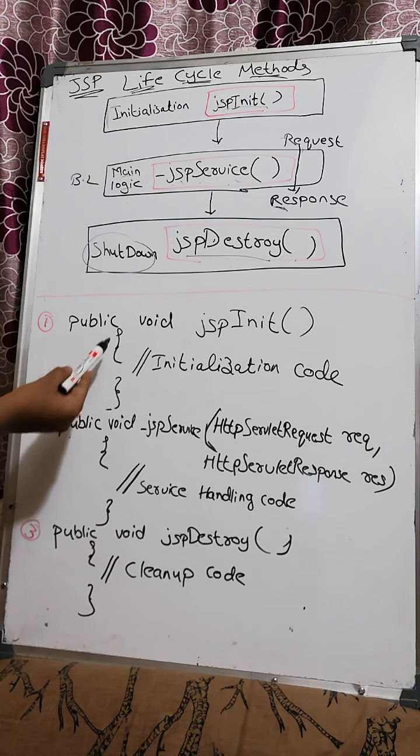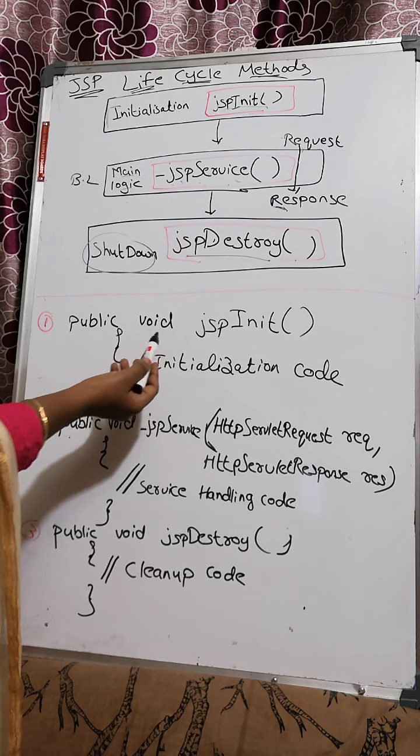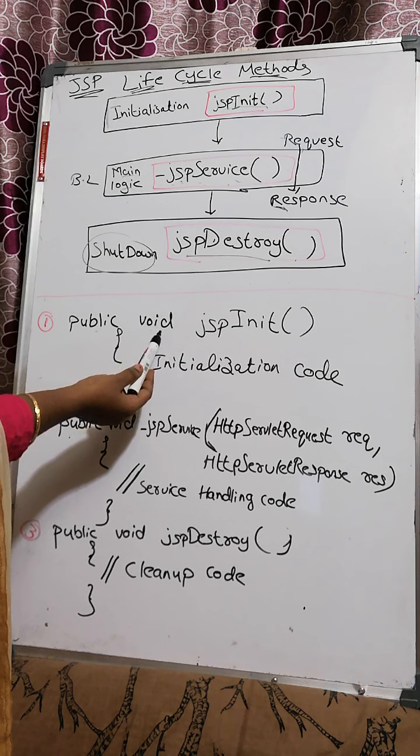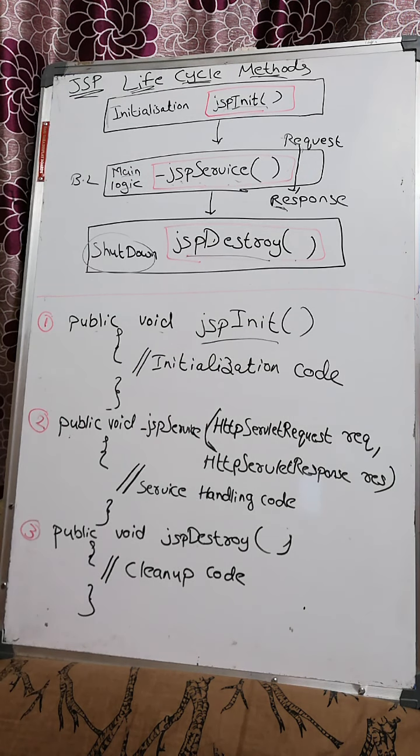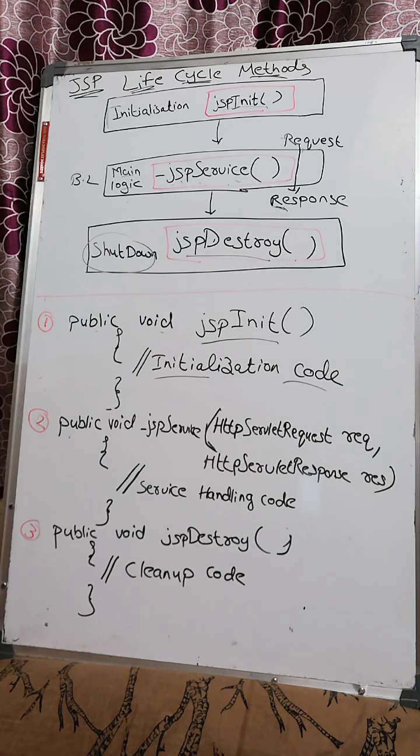Now here below, the complete signature is given in detail. Public void: public is the access specifier and void is the return type, and the method name is JSP init. Here I am going to put any initialization code, establishing the database connection or opening some file, or initializing some values for variables, like giving some username and password, or a background color, foreground color to our browser window. Any type of initialization code we can put it.